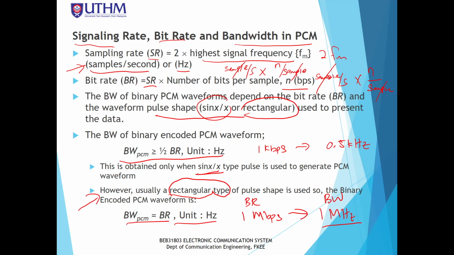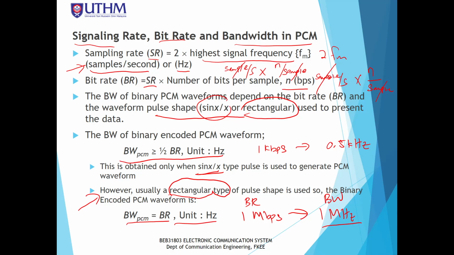Okay, so bandwidth of PCM. Normally, when we say bandwidth of PCM, we say that bandwidth of PCM is equal to the bit rate, because most of the time in practical cases when we produce the PCM waveform, we are actually using the rectangular pulse shape during the sampling process. So, in most cases, bandwidth of PCM is equal to the bit rate.